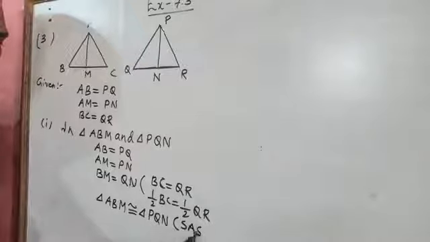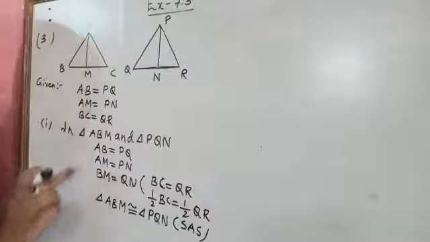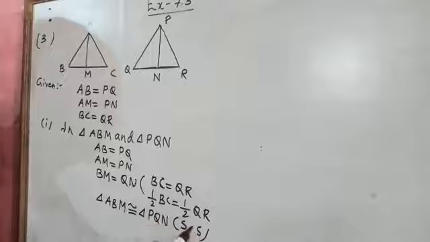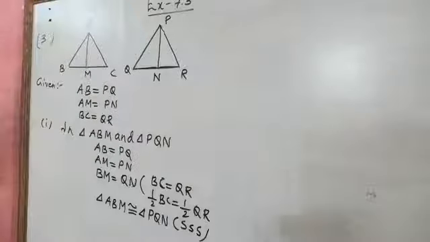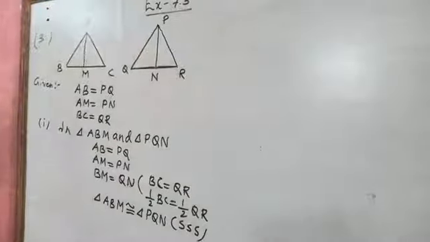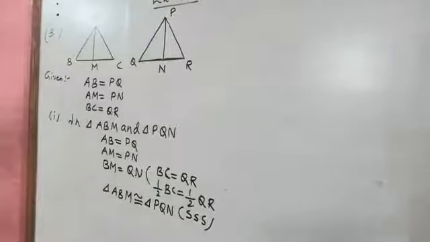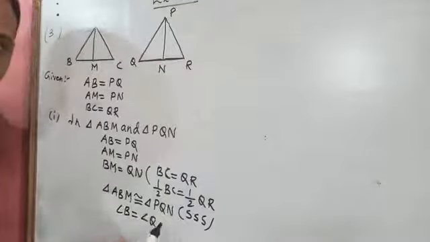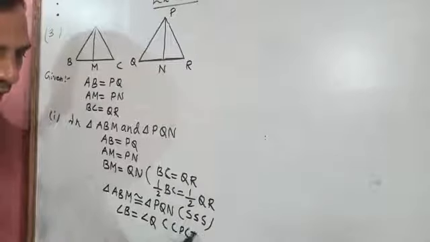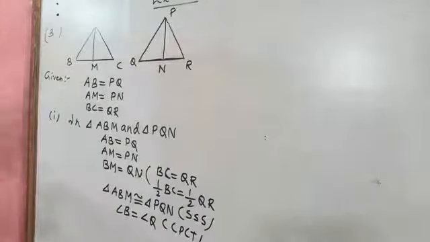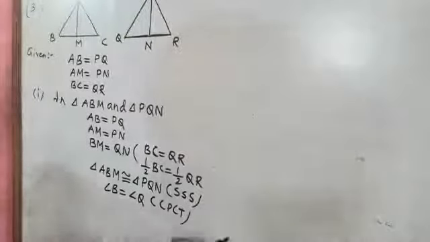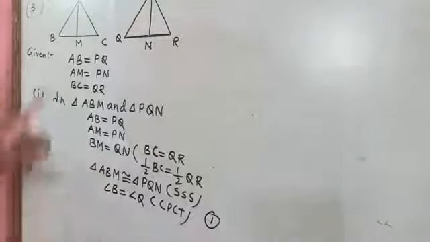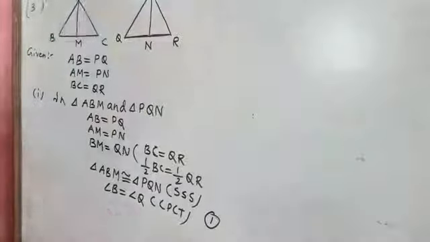By SAS. What criteria? SSS. If two triangles are congruent, then their angles and sides are also equal. So, on the basis of this, we can write angle B is equal to angle Q. Angle B equal to angle Q by CPCT. And this will be the equation first. Now these two triangles are congruent, angle B equal to angle Q.